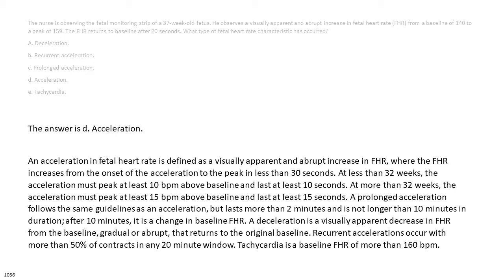A deceleration is a visually apparent decrease in FHR from the baseline, gradual or abrupt, that returns to the original baseline. Recurrent accelerations occur with more than 50% of contractions in any 20-minute window. Tachycardia is a baseline FHR of more than 160 bpm.